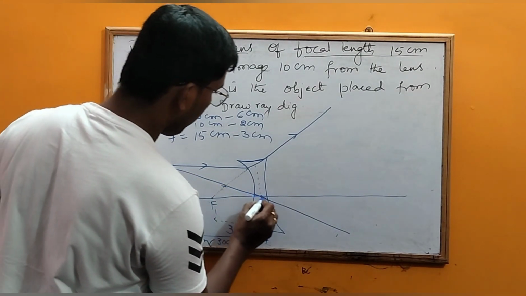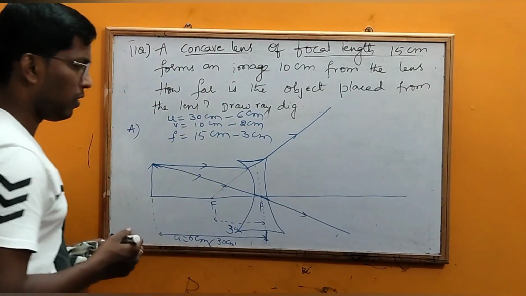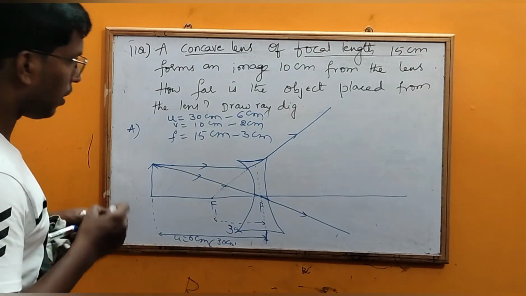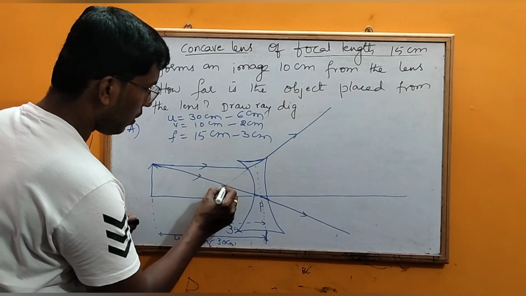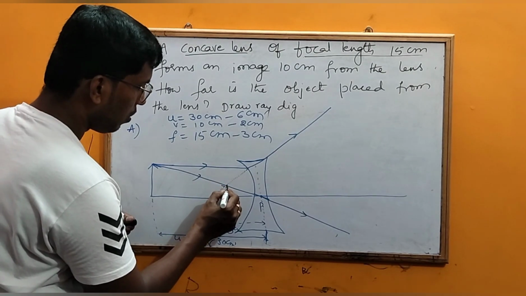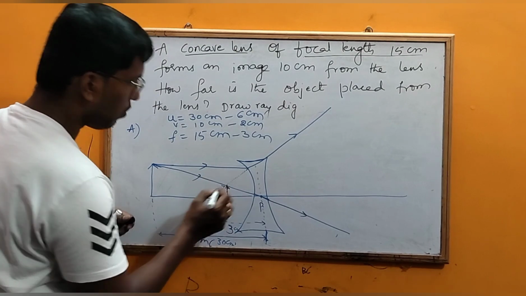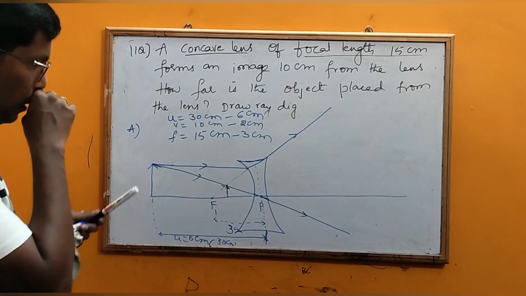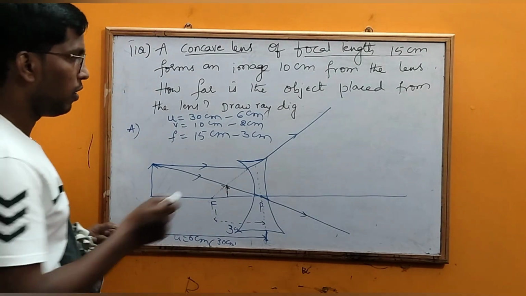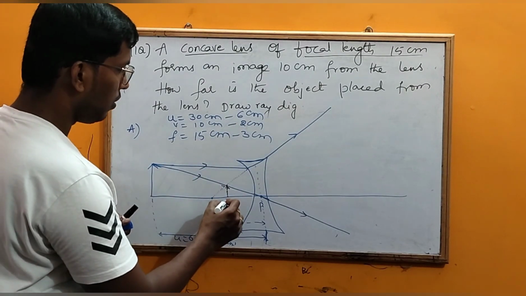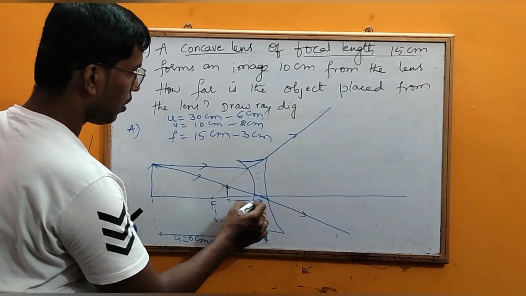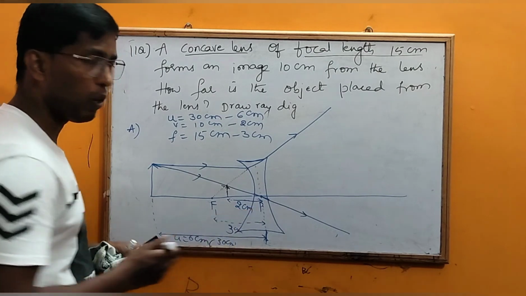Use a scale while drawing the ray diagram, and arrows are a must. And what happens? Where do we get the image? The image will be formed at this point, and this is the position of the image, which is virtual. So image distance, how much? 2 centimeter. This will be the image distance, 2 centimeter. I hope you have understood.